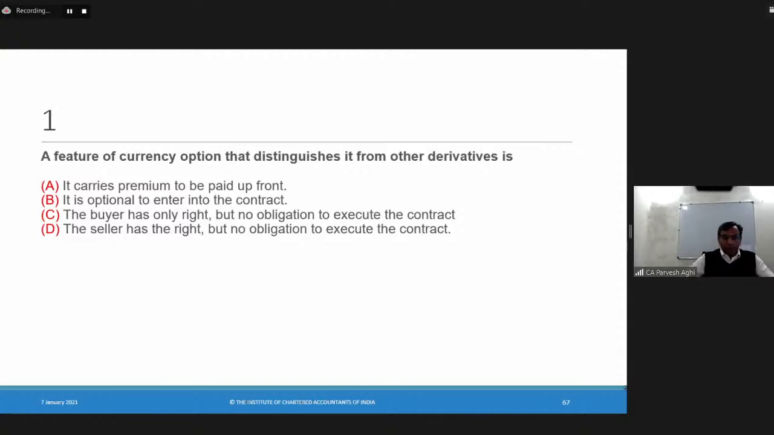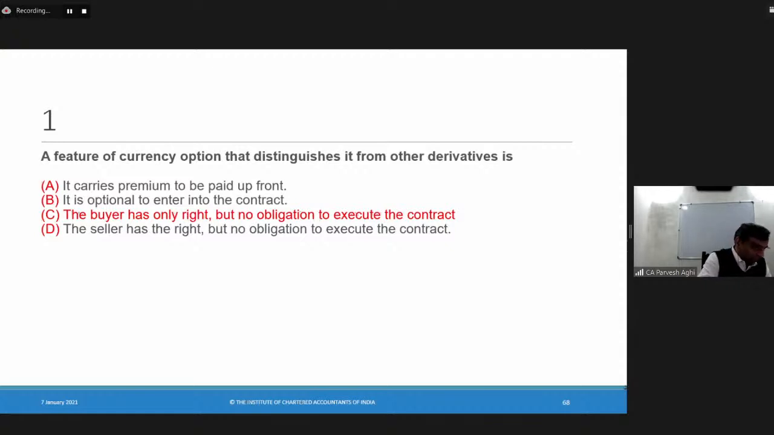The answer is basically that the buyer has only the right but no obligation to execute the contract. So the right option is C. A feature of the currency option that distinguishes it from other derivatives is that the buyer has only the right but no obligation to execute it. The seller has the right but no obligation? No, the seller is basically the writer, so he has an obligation all the time. The buyer, the call buyer or the put buyer, has the right but no obligation to contract. Some people may think that even D seems okay, but D is not the right answer.